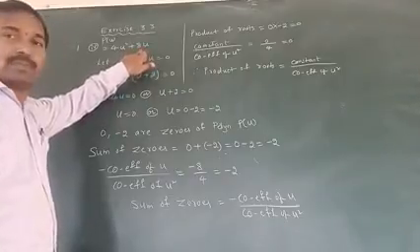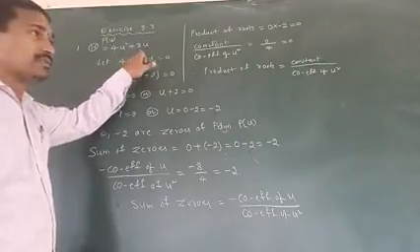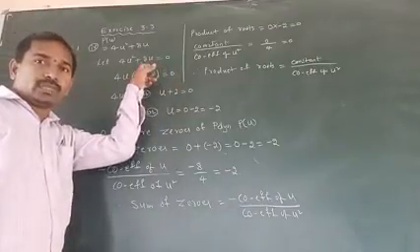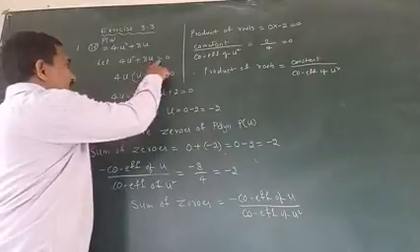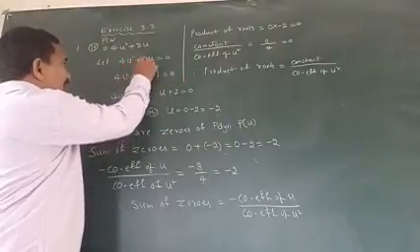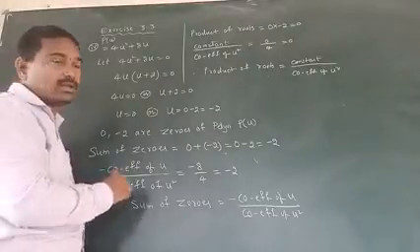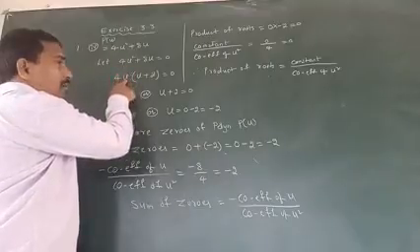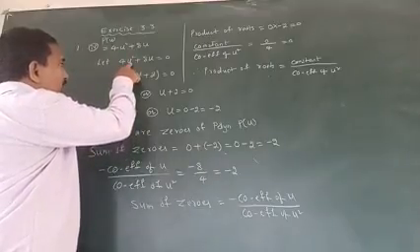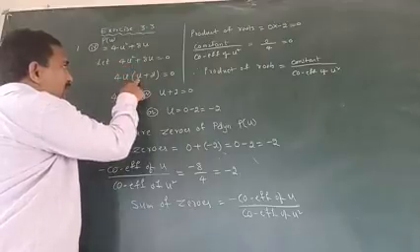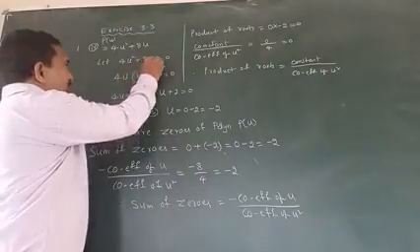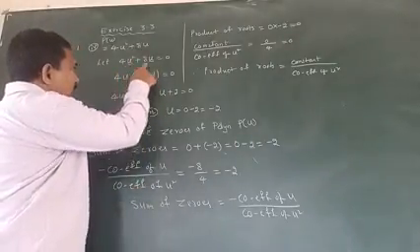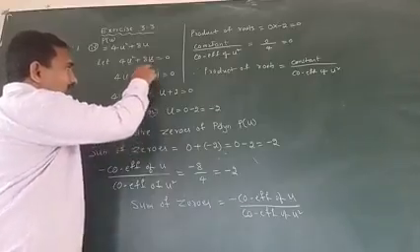To find the zeros of this polynomial, first let us assume this polynomial is equal to 0 and solve for u. By taking this polynomial equal to 0, observe 4 and 8. 4 is a common factor, and in u square and u, u is a common factor. So by taking 4u common, the remaining factor is u. 4 twos are 8, u is the common factor, 2 is the remaining factor.